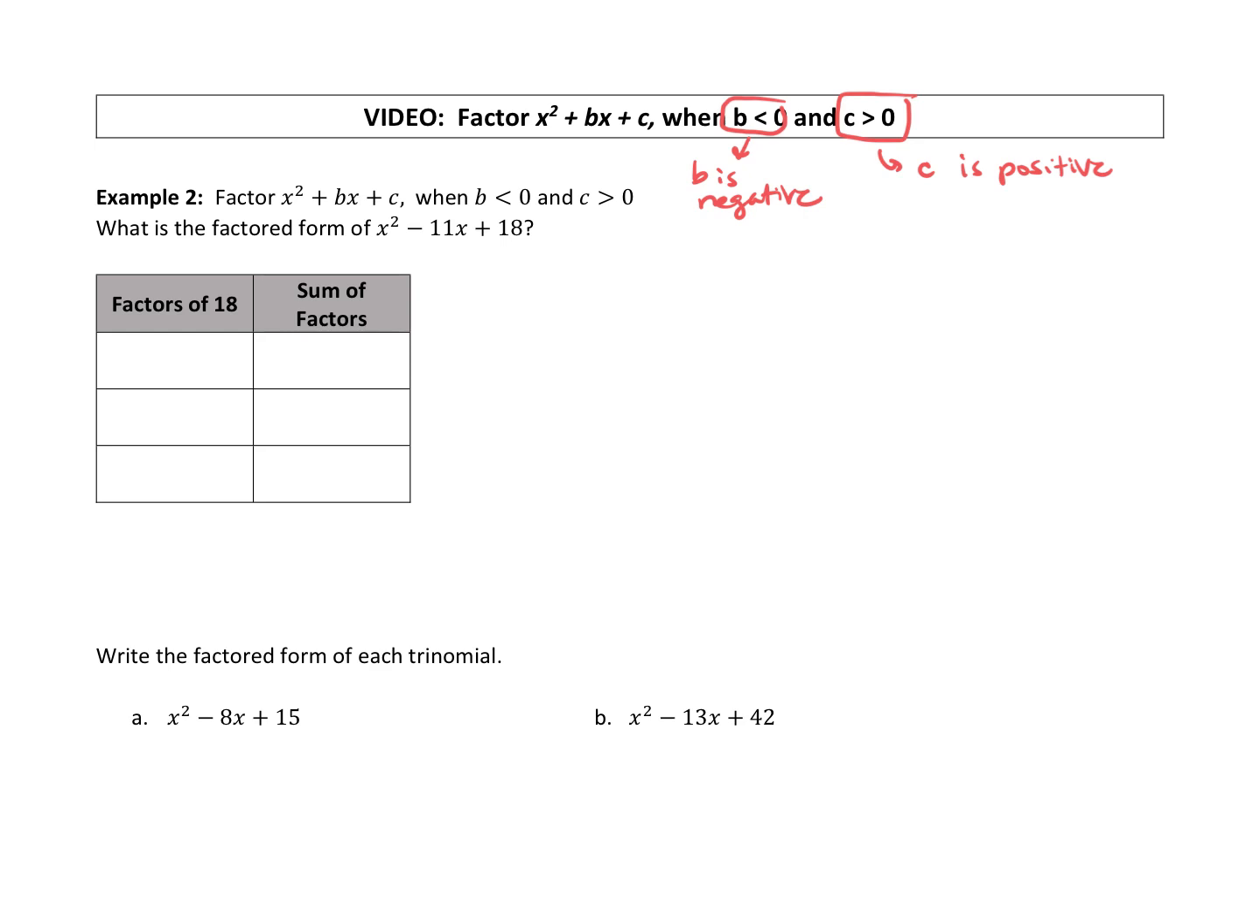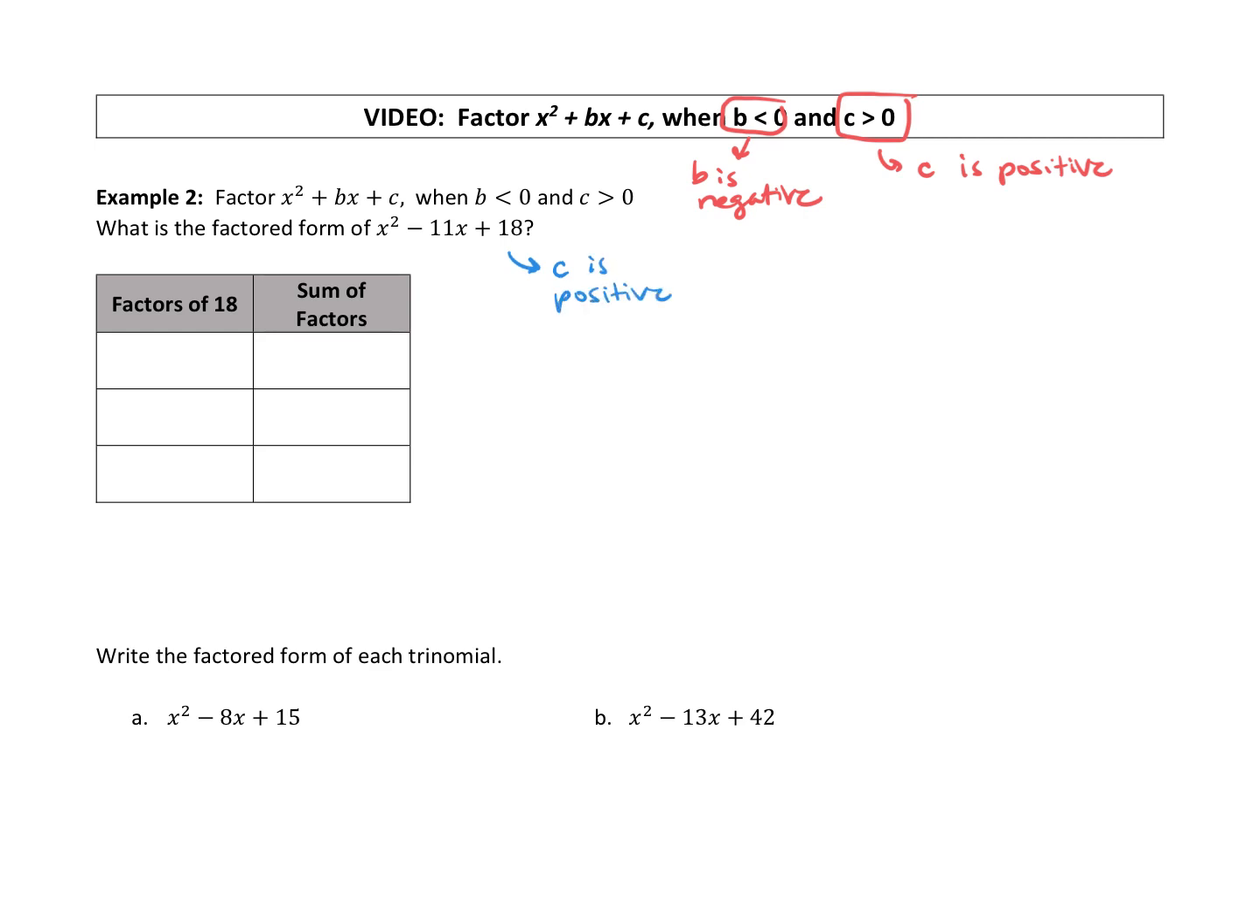All right, so what is the factored form of x squared minus 11x plus 18? So focus on your c value first. We need factors of 18, and 18 is positive. So that's the first thing we're going to note, is our c value is positive.